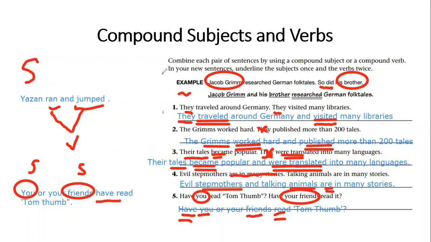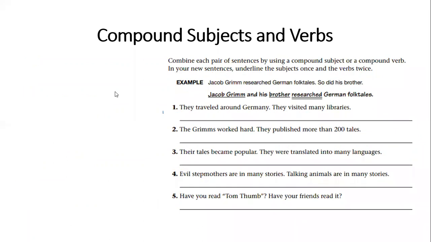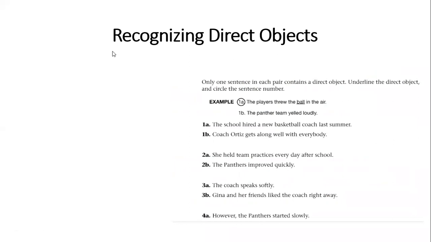I'm going to erase it all and take you to the next revision on this lesson. Recognizing direct object. When I talk about direct object, it means that it's the object that comes after the action verb. Let's have an example. I say, for example, Ahmed bought a car. Ahmed bought what? A car. So car here is DO. It's a direct object.